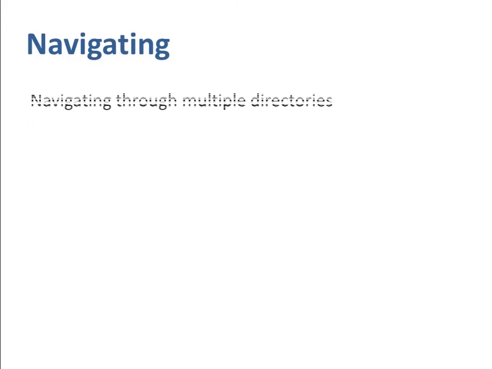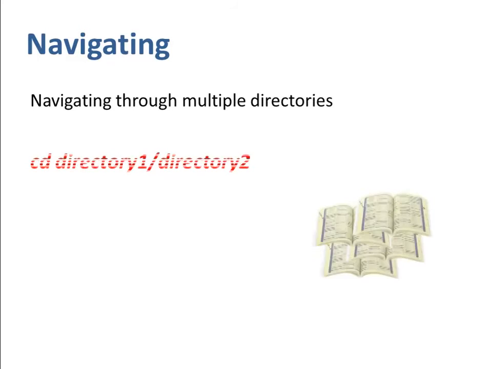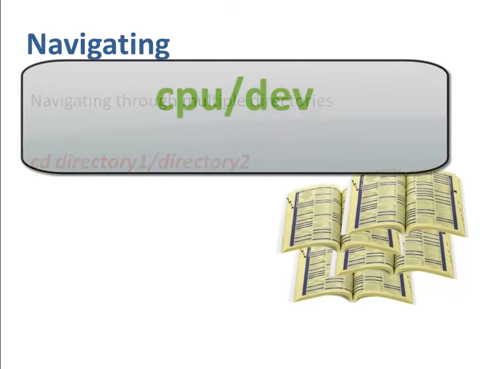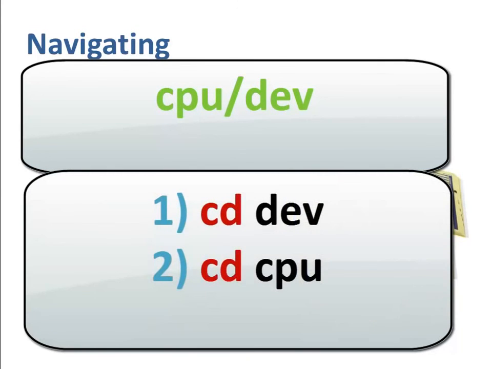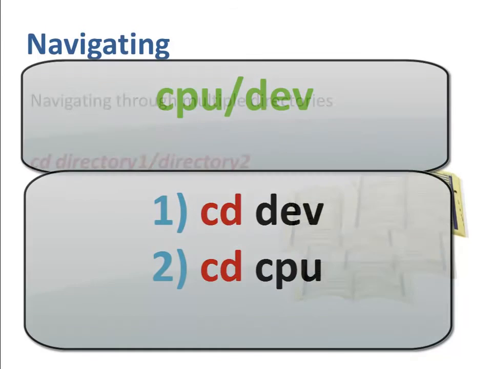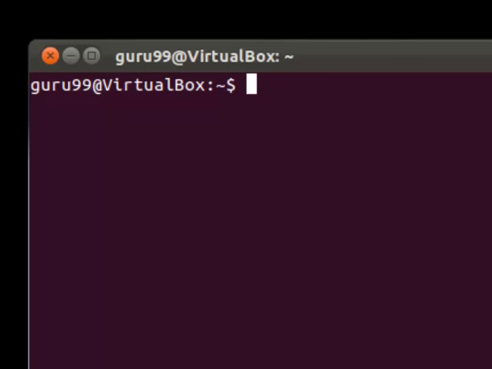So how do we navigate through multiple directories? You can navigate through multiple directories at the same time by specifying its complete path. So if you want to move to the CPU directory under dev, you do not need to break this operation in two parts. Let us look at it on terminal. Here, by using a single command, we would move from the home directory to the CPU directory under dev.